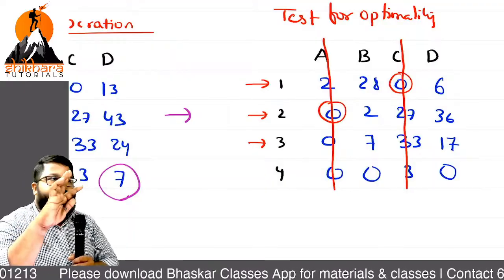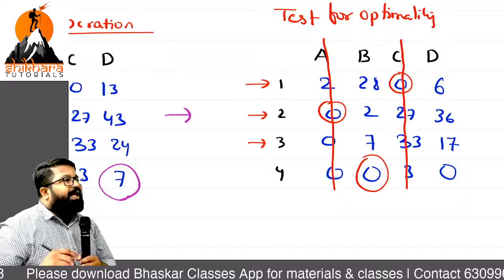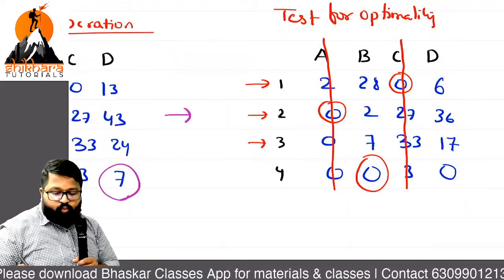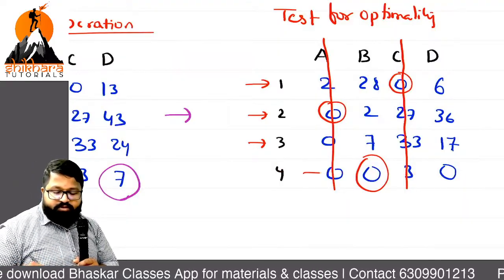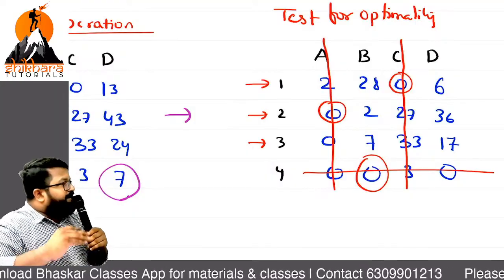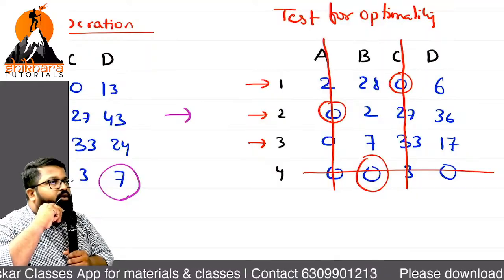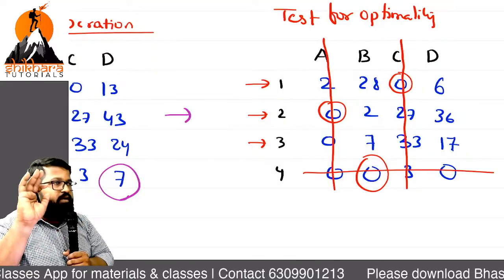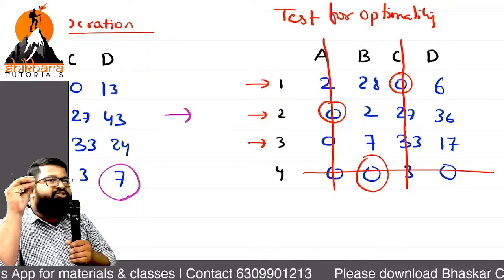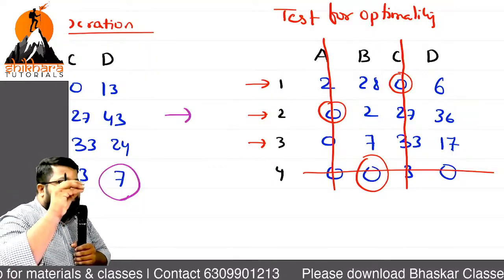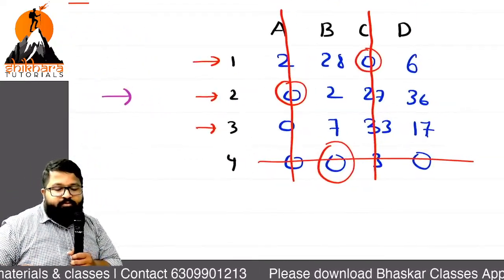If yes, mark it and cancel the row. Now in this case, are any zeros left over? No zeros are left over. Whether we reached the optimal solution or not, there is a checking process. What is the checking process?